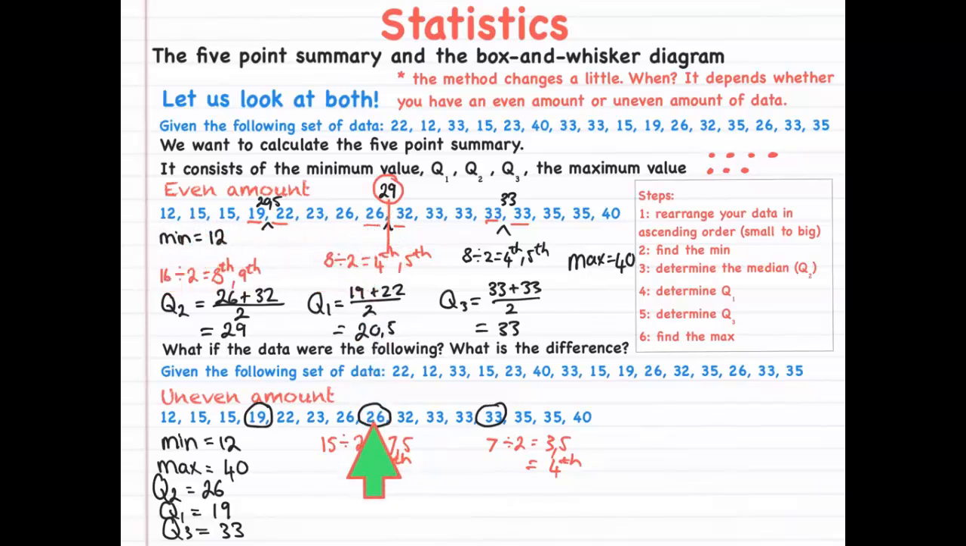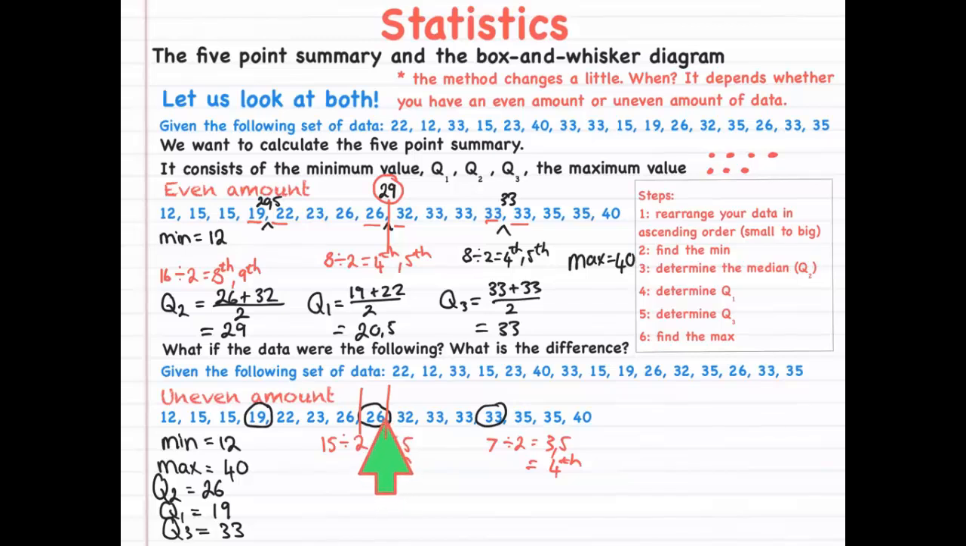So we do it with the 26 as well. We don't include it in our first half. That's why we have 1, 2, 3, 4, 5, 6, 7 numbers that we divide by 2. It doesn't include the median. So basically, the first half starts just in front of the median, and the second half starts just after the median, if you look at these two lines that I drew here.